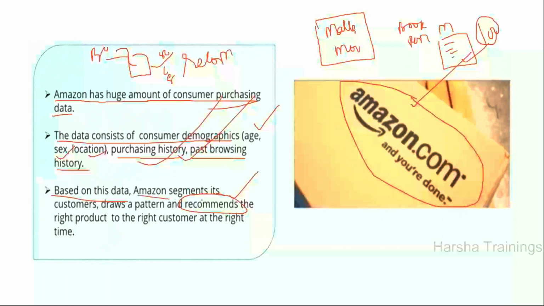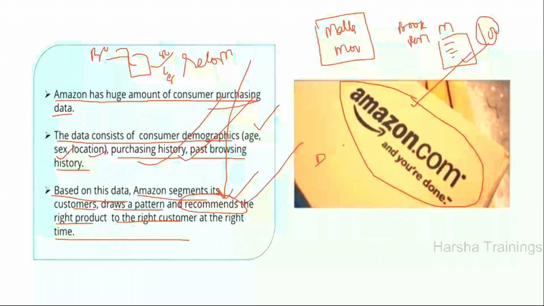Amazon segments us as customers and draws patterns, and they give the right product to the right customer at the right time. Now, if you identify carefully, here there is a data science application called a recommendation engine. Clear? Recommendation engine is one of the applications of data science.